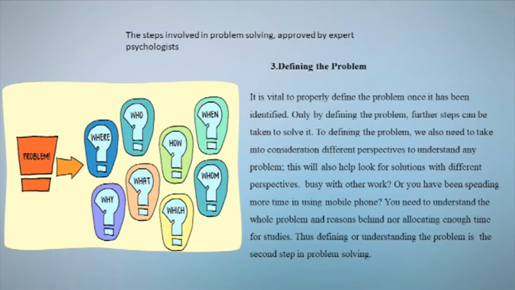Have you just been postponing your studies? Have you been too busy with other work? Or have you been spending more time using your mobile phone? You need to understand the whole problem and the reasons behind not allocating enough time for your studies. Thus, defining or understanding the problem is the second step in problem solving.